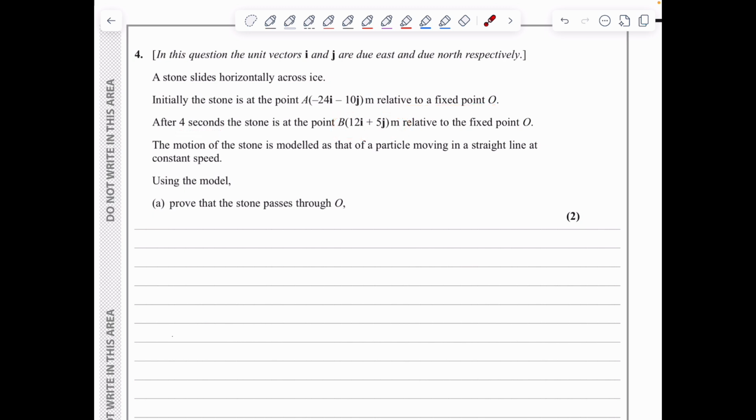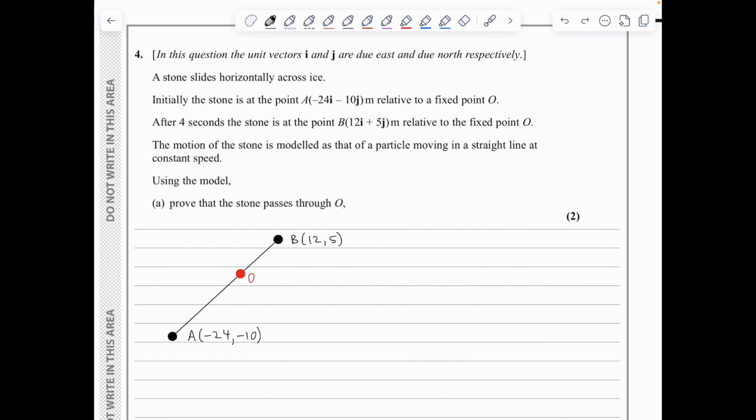We are modeling the motion of the stone as that of a particle moving in a straight line at constant speed, and we need to prove that the stone passes through O. Now, one approach I could use here is simply draw a straight line joining points A and B, and all I have to do is show that the point O, the origin, lies on this straight line. So I could approach this purely through a straight line approach.